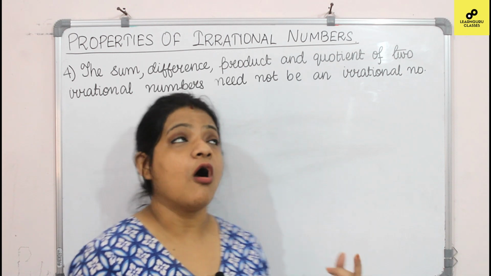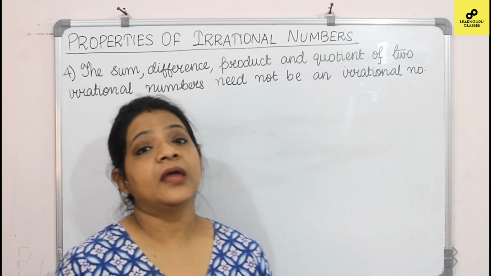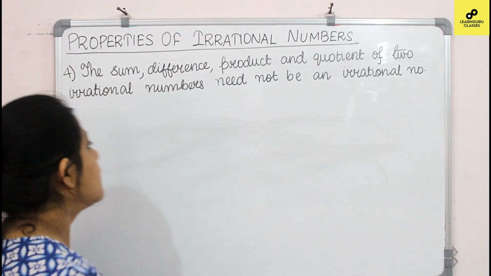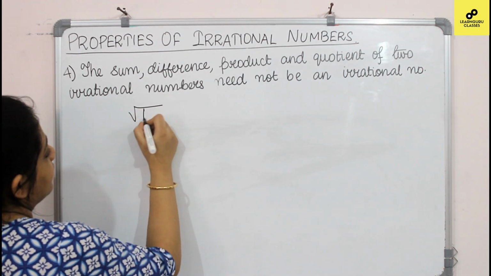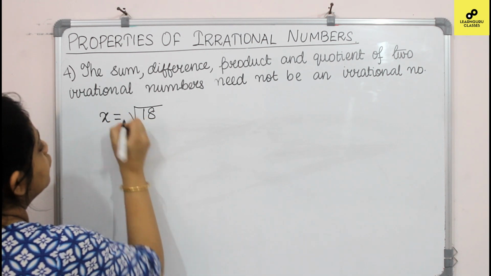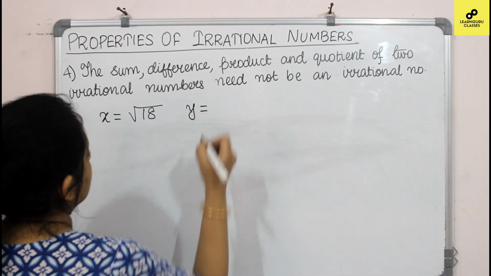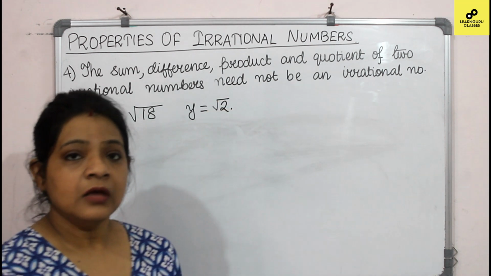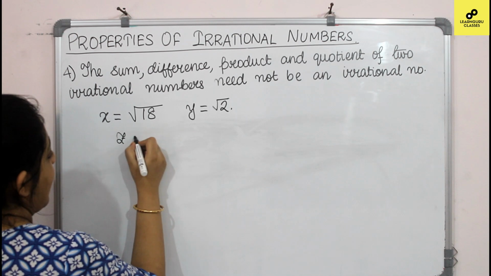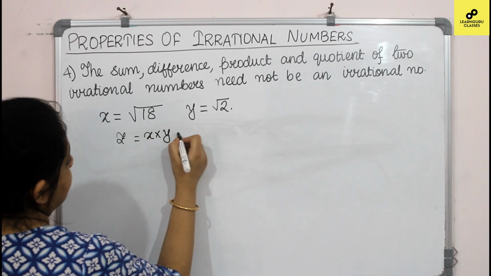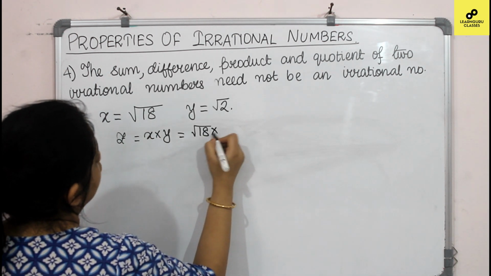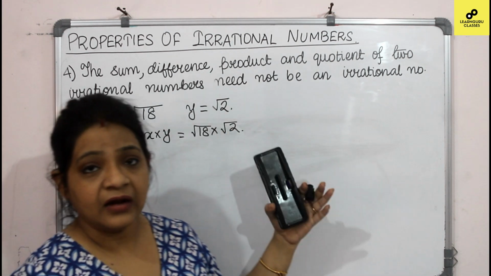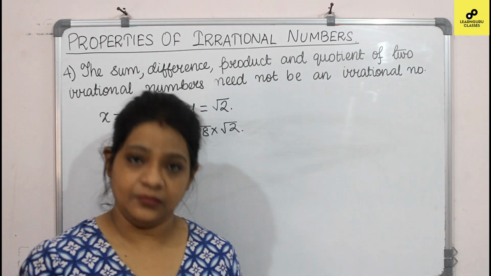The product of two irrational numbers may not be an irrational number. So let's see how. Suppose you are given an example, x equal to root 18 and y equal to root 2. So z will be x into y, that is root 18 into root 2. Okay, so you have to see whether the product is a rational number or an irrational number.